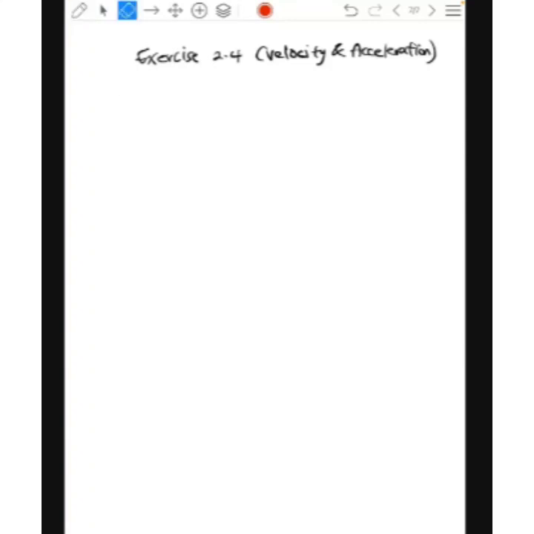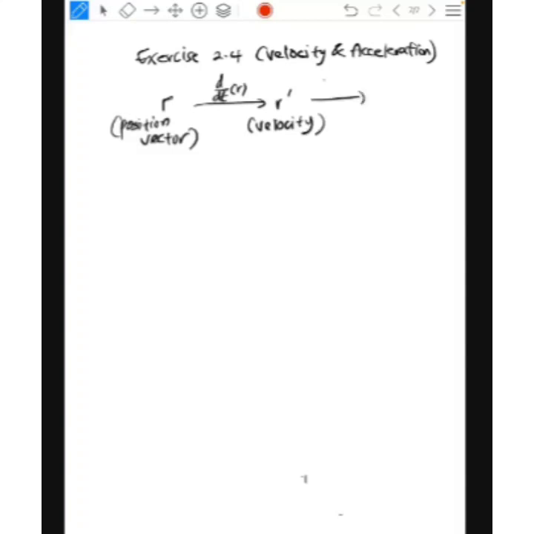Okay, so before anything, I would like to explain about velocity and acceleration. You have R. R is the position vector. If you differentiate R, d over dt of R, you will get R prime. So R prime will be the velocity. And then if you differentiate R prime again, d over dt of R prime, you will get R double prime. So R double prime will be the acceleration.